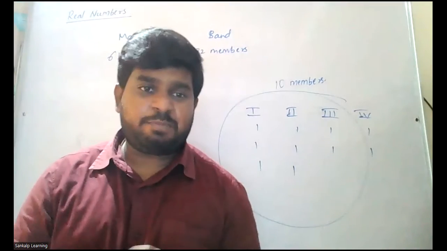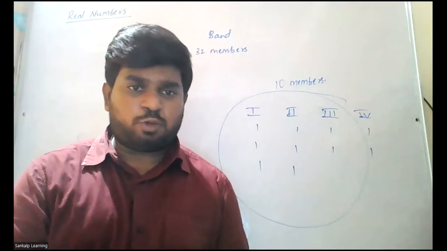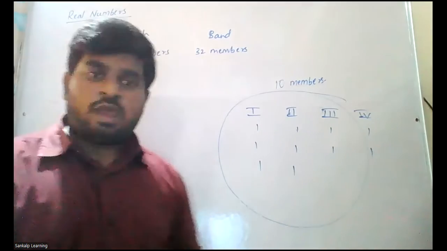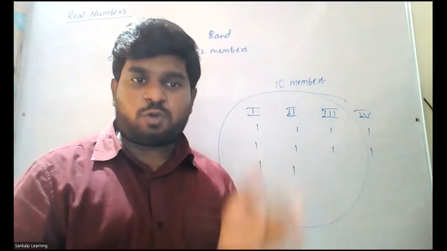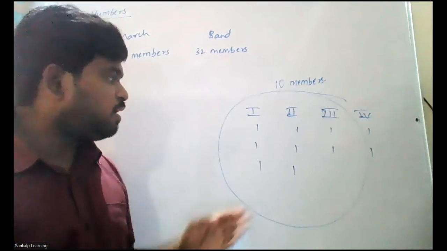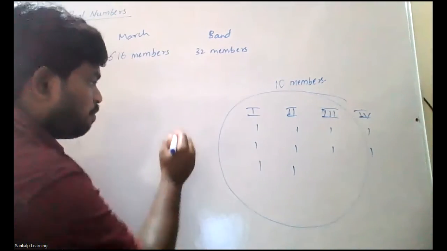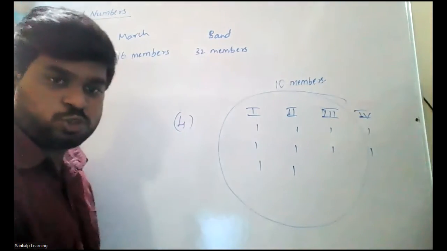You have observed many parades. You might have watched on television also during the Independence Day or Republic Day. Each column has the same number of soldiers or the same number of people marching, isn't it? You cannot have such a formation. Now observe, whatever number of columns I wish to choose.